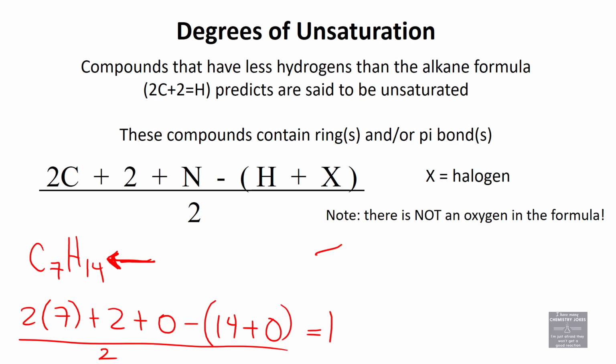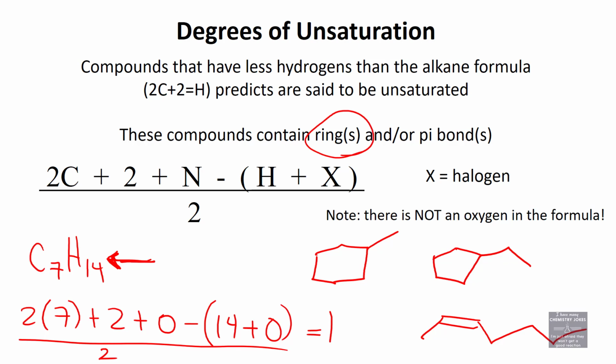What that tells me is this compound either has 1 pi bond in it or has 1 ring. So something like this could fit that formula. Something like that could fit that formula. Or something like this. 1, 2, 3, 4, 5, 6. That could fit that formula. There's lots of options, but the number of degrees of unsaturation tells me how many rings and or pi bonds. Let's do one more.